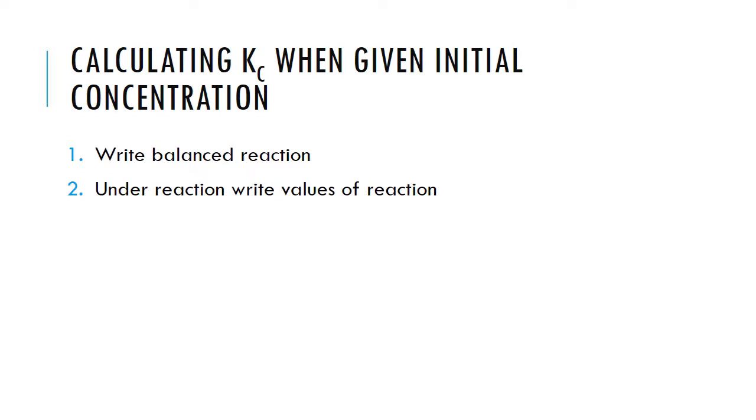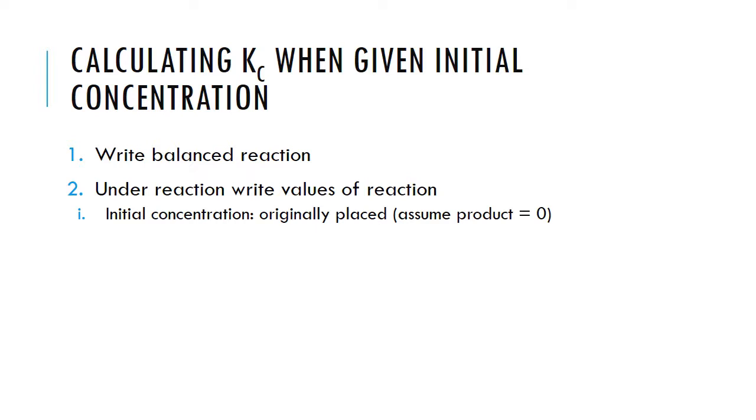Then under the reaction, you're going to write the values that are going to occur within that reaction. So you're going to have your initial concentrations first. And those are going to be the concentrations that are originally placed in the solution or in the reaction. And we're going to assume the products are zero unless otherwise stated. I have seen problems where they give you a product concentration, so they're actually starting with a mixture. So really make sure you're reading the question and you're applying all values appropriately.